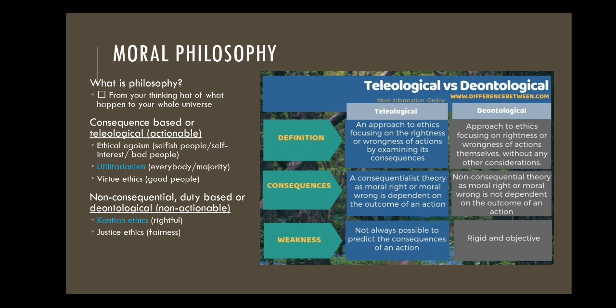Here, philosophy is said to be divided into two types: teleological or consequential philosophy, and another one is non-consequential or duty-based or deontological philosophy. So see in the blue box here in this slide, this is the difference between the teleological and the deontological philosophies. See here the definitions.